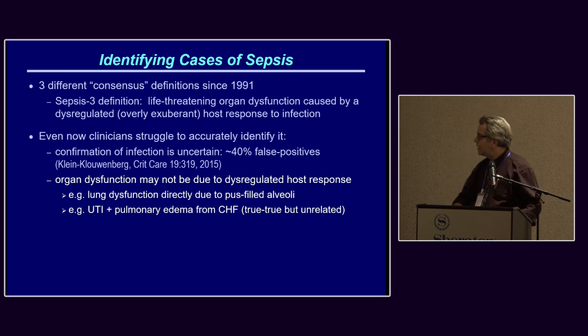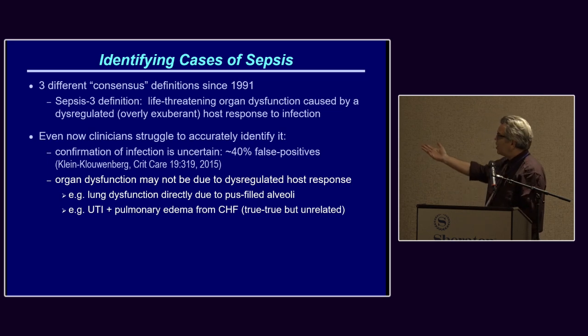There's other possibilities. So for instance, if you have pneumonia, which is bacterial pneumonia, bacteria in the alveoli of your lungs, well, that causes local inflammation, and which is pus. So it is certainly possible that the lung dysfunction from some pneumonias, maybe most pneumonias, is not due to an overly exuberant immune response, but is due to pus-filled alveoli. Is that sepsis? It's not clear.